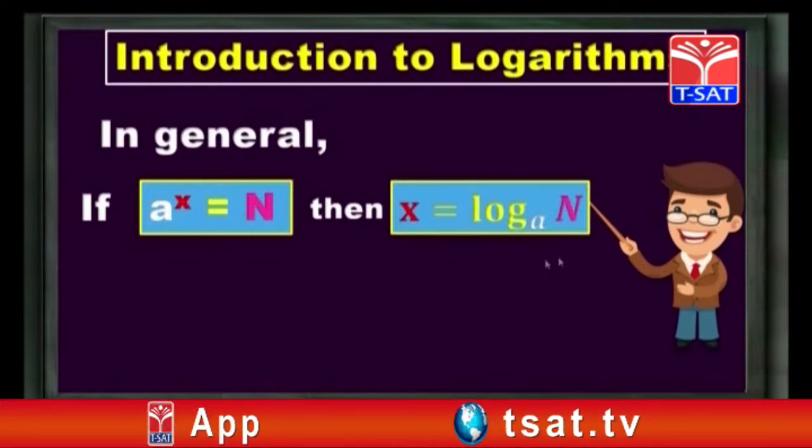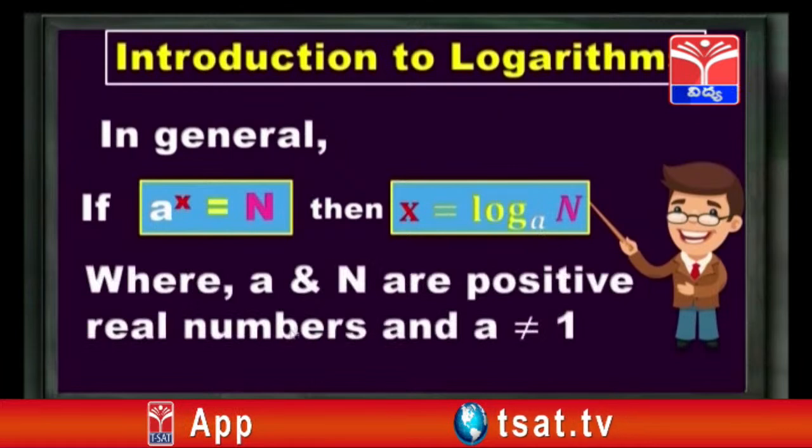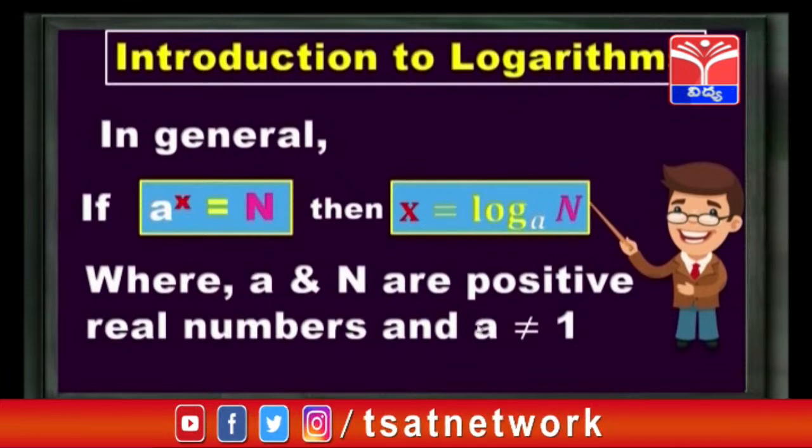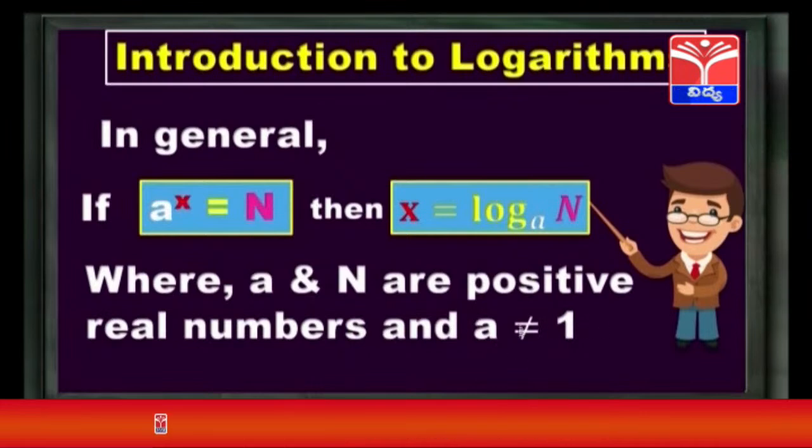Where a and n are positive real numbers and a should not be 1. Here the most important condition is that the base should never be equal to 1.